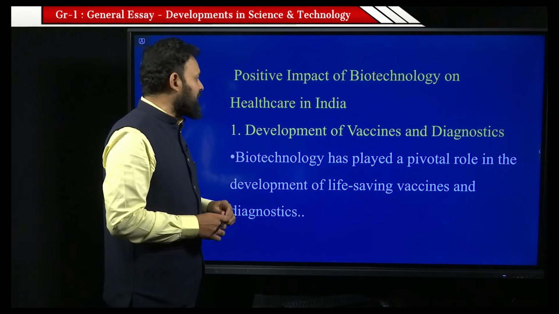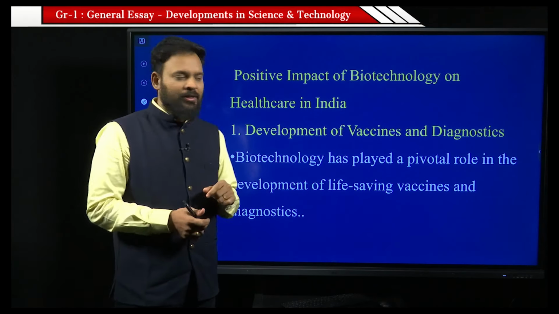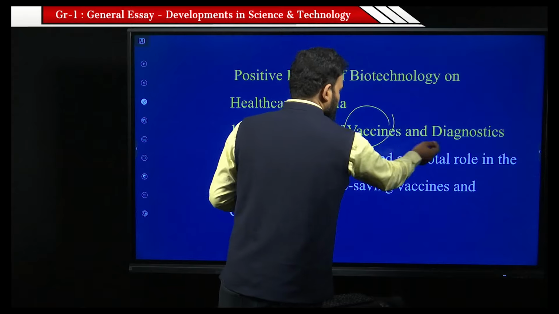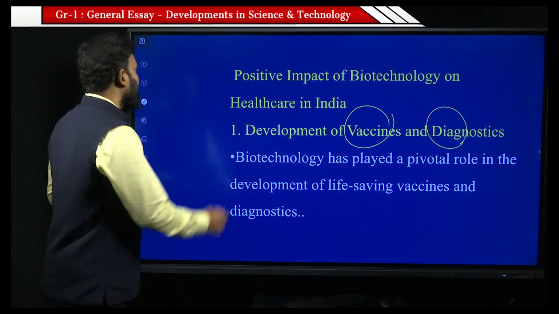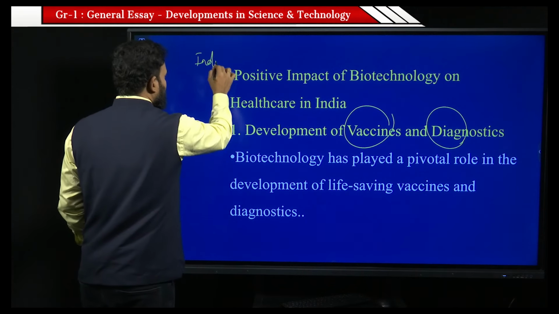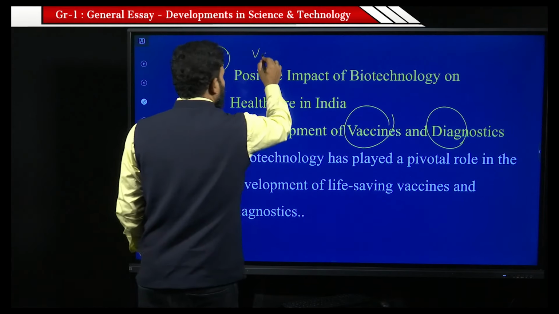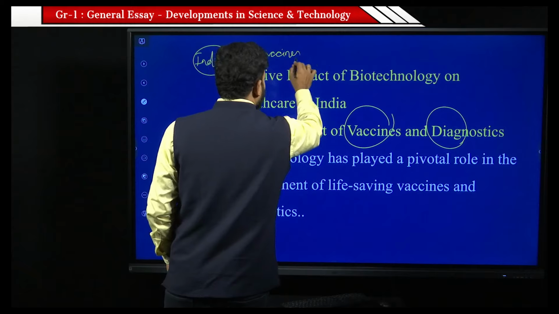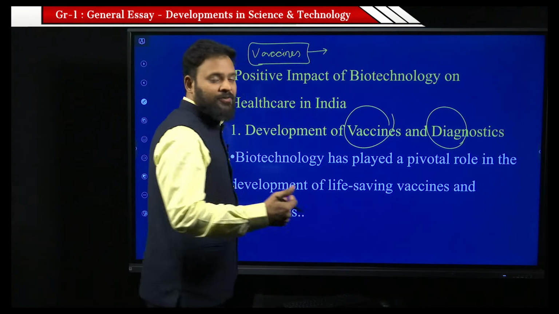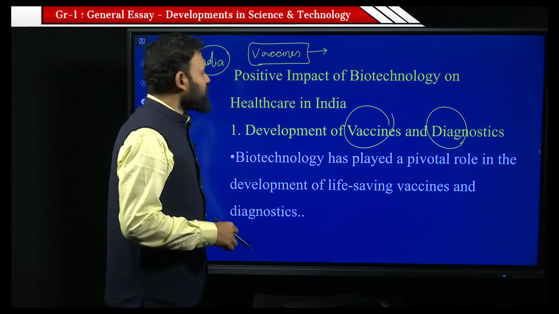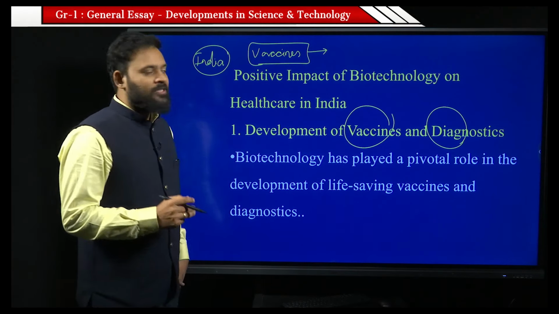Positive impact of biotechnology on healthcare in India. First one: how biotechnology has helped in creating vaccines and diagnostic systems. You know how India became a major force in the development of vaccines during COVID. Bharat Biotech and others created vaccines at a faster pace. There was an accelerated process of creating vaccines. No one expected that we would create these vaccines at such a fast pace.